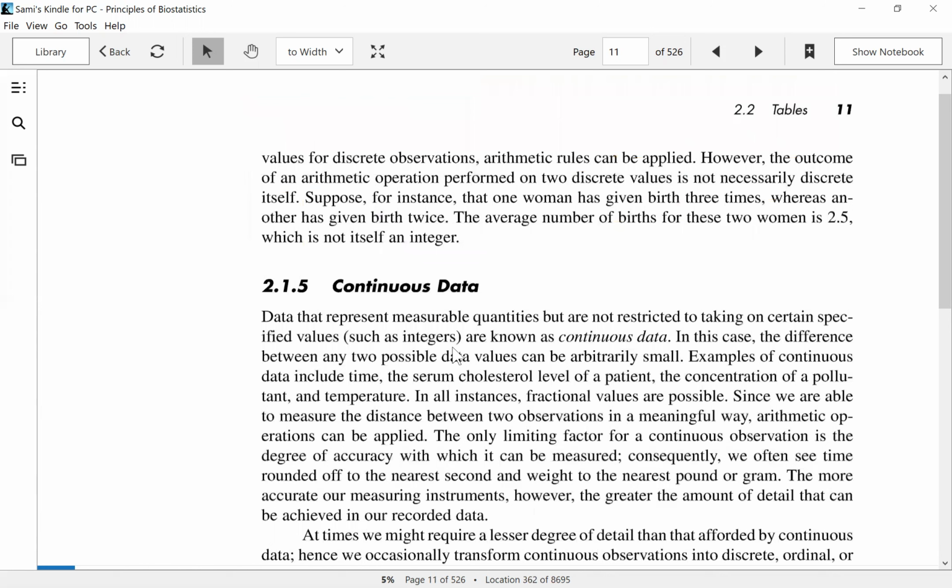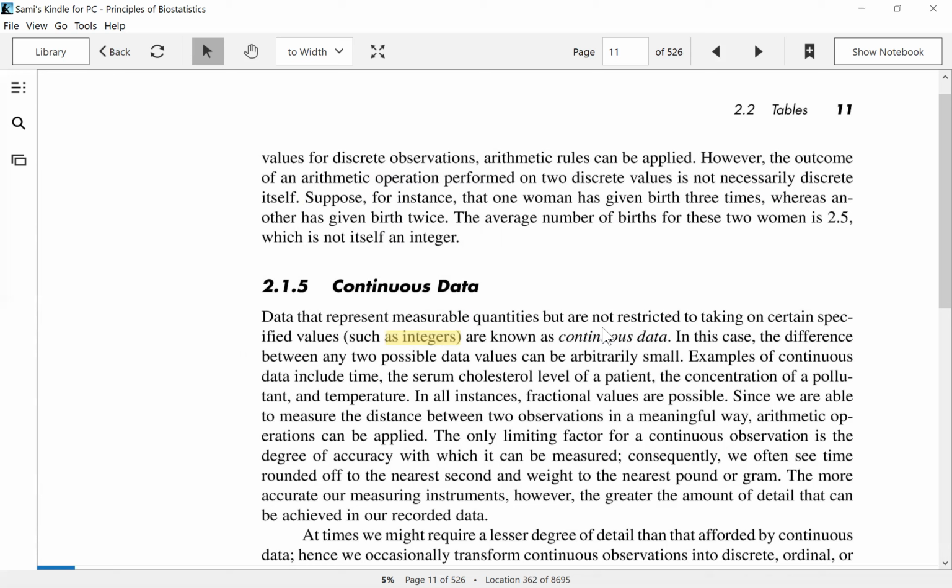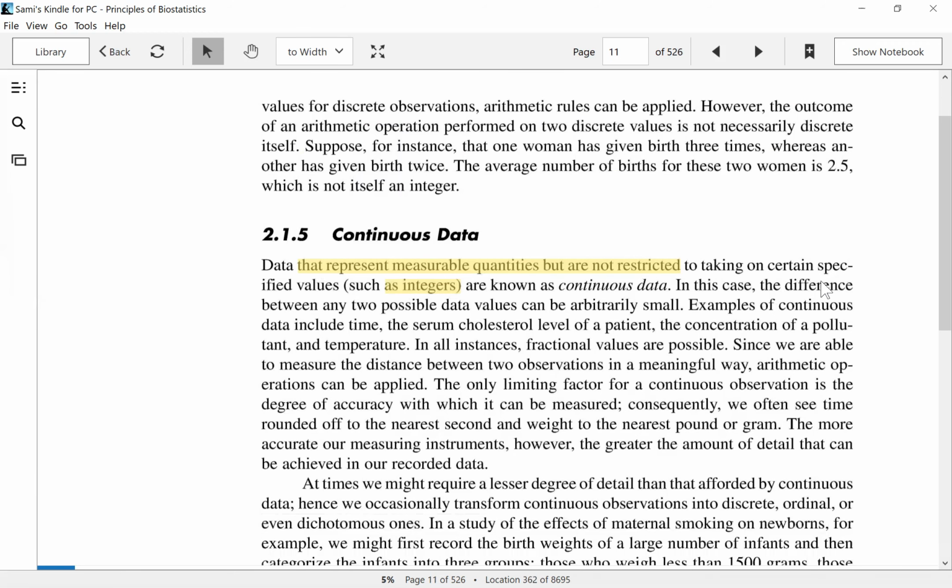So continuous data, that has this continuum, which we mentioned, it has fractions between integers. For example, 3.5, 3.6. So continuous data represent measurable quantities, but are not restricted to taking specified values such as integers. And the difference between any two possible data values can be arbitrarily small.